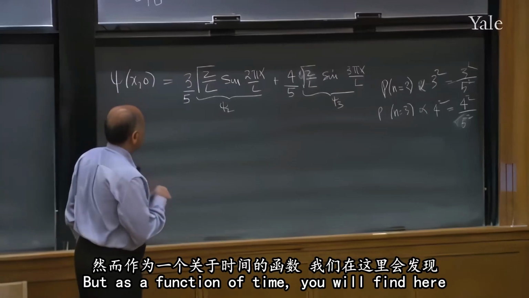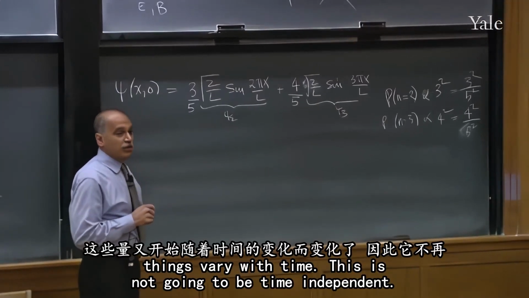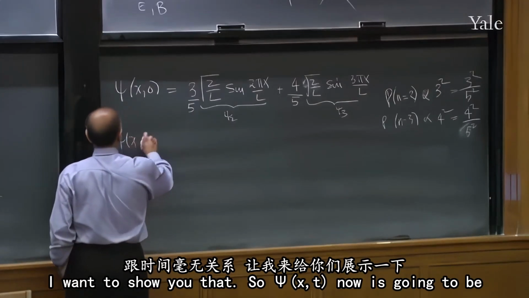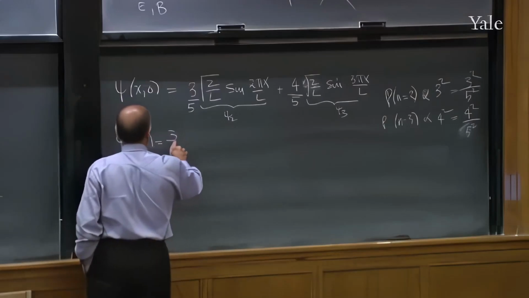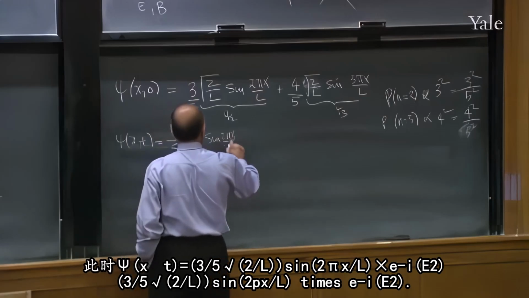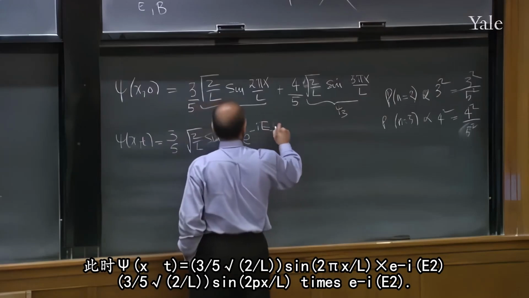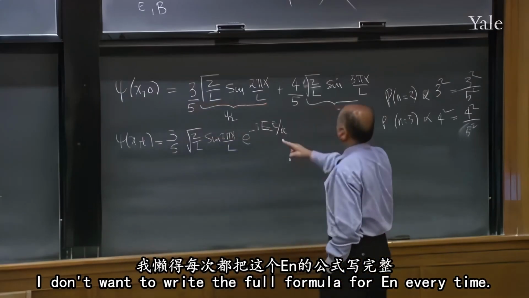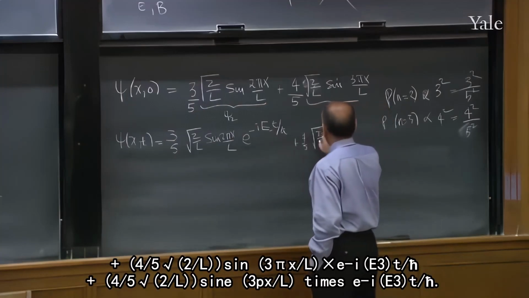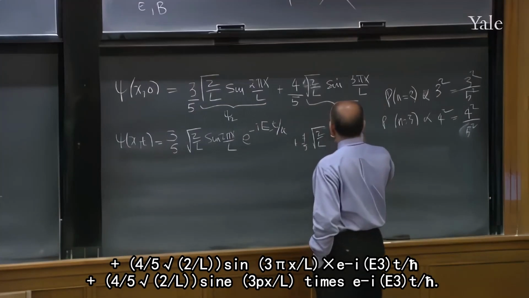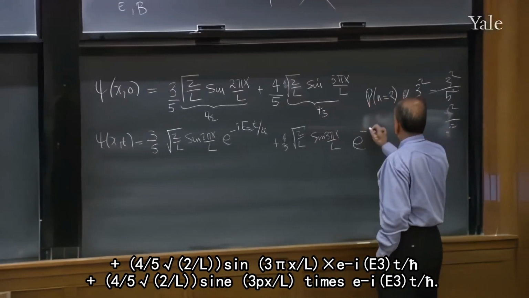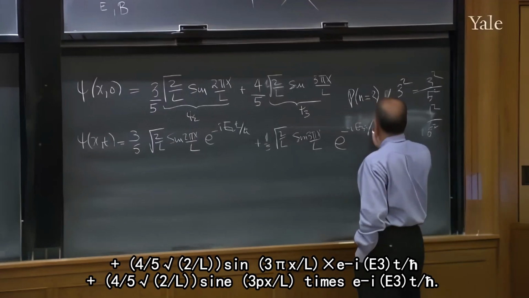But as a function of time, you will find here things vary with time. This is not going to be time independent. I want to show you that. So psi of x and t now is going to be 3/5 square root of 2/L sine 2 pi x over L times e to the minus i E sub 2 t over h bar. I don't want to write the full formula for E sub n every time. I'm just going to call it E sub 2, plus 4/5 square root of 2/L sine 3 pi x over L times e to the minus i E3 t over h bar.